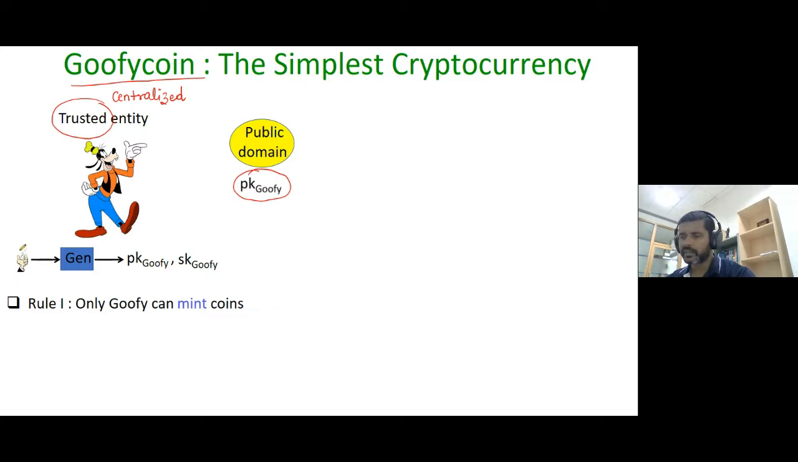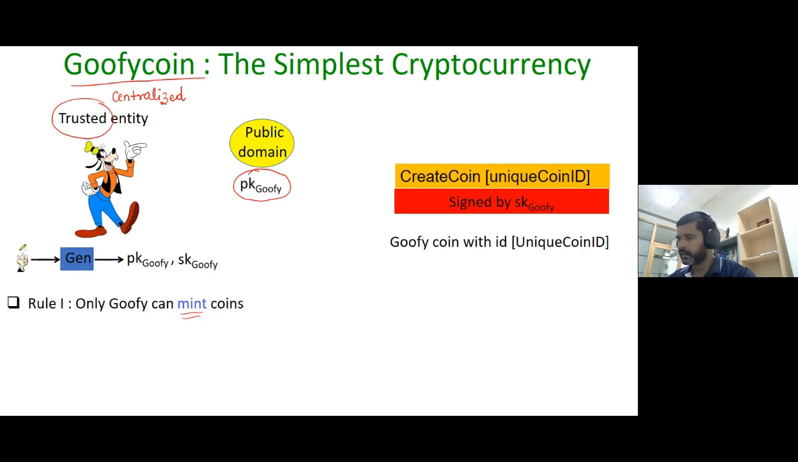Now, what are the rules of this currency? Rule number one: only Goofy can mint new coins or print currency. And here is how a create coin transaction will look. So this is a create coin transaction. It will have a command called create coin, and only Goofy can execute this command. Along with producing a new coin, it will also assign a serial number. So everything is under the control of Goofy.